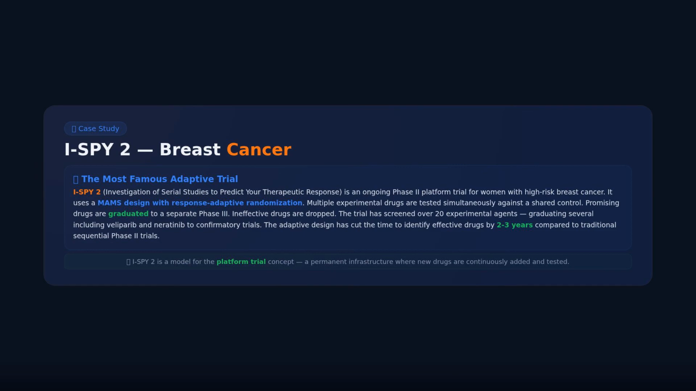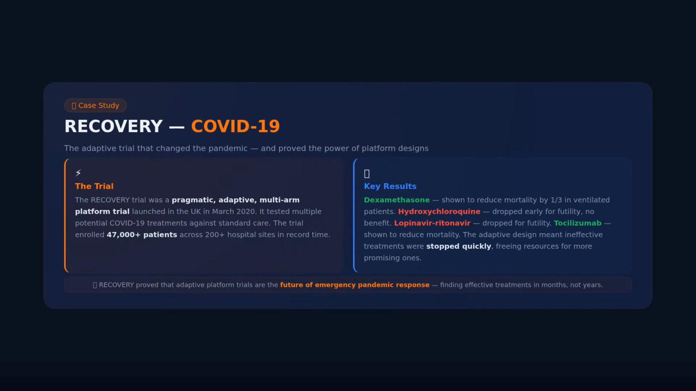years. The RECOVERY trial changed the pandemic. Launched in March 2020, it was a pragmatic, adaptive platform trial testing multiple COVID-19 treatments. It enrolled 47,000 patients across 200 hospitals. Dexamethasone was shown to reduce mortality by a third. Hydroxychloroquine and lopinavir were dropped for futility. The adaptive design found effective treatments in months, not years.